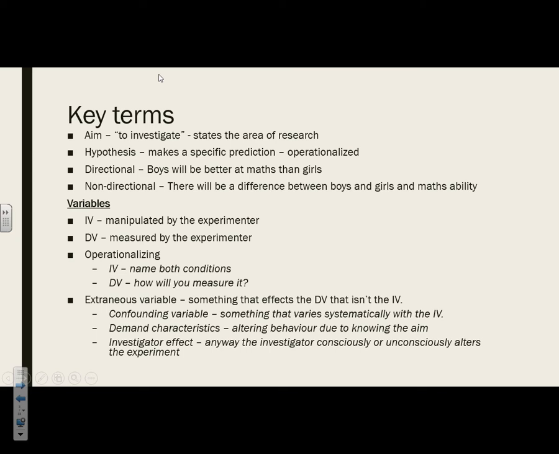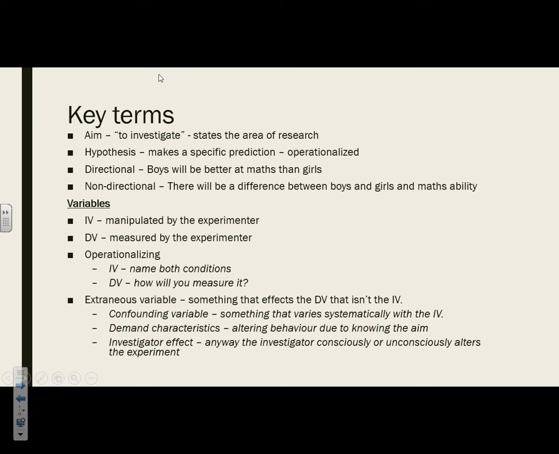So an extraneous variable, and underneath are all types of this, is something that affects the DV that isn't the IV, and then we break it down into more specific things. An extraneous variable might be heat, it might be glare on a screen, it might be how tired somebody is, whether they've had breakfast, and these would interchange throughout everybody.